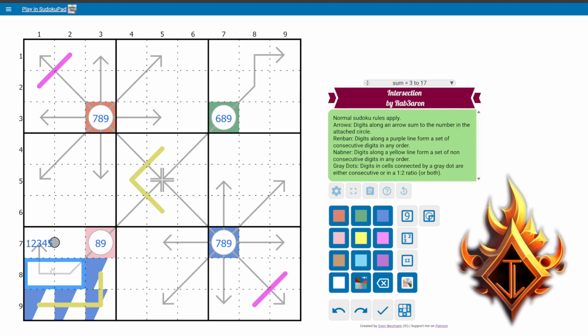But did I convince myself that this could not be 6? If it was 1, 2, 6, 9, then 8, 7 would still be on the line, on the Nabner line, and that is no good. And then 7 cannot be on an arrow. That is 3, neither can 8, neither can 9.